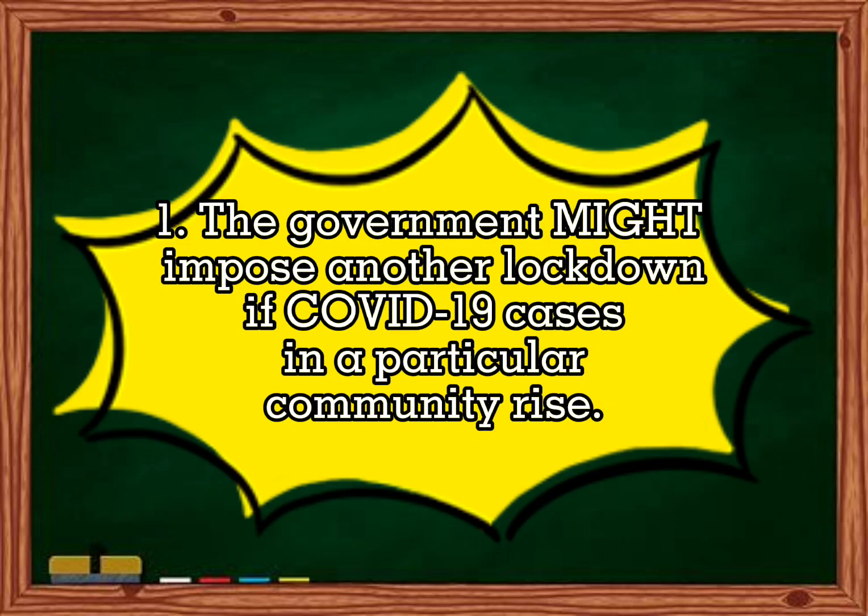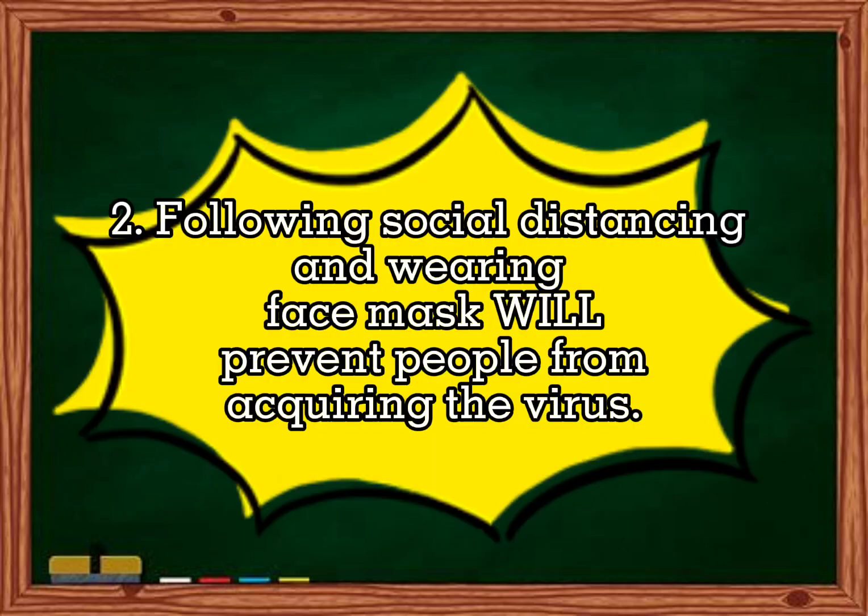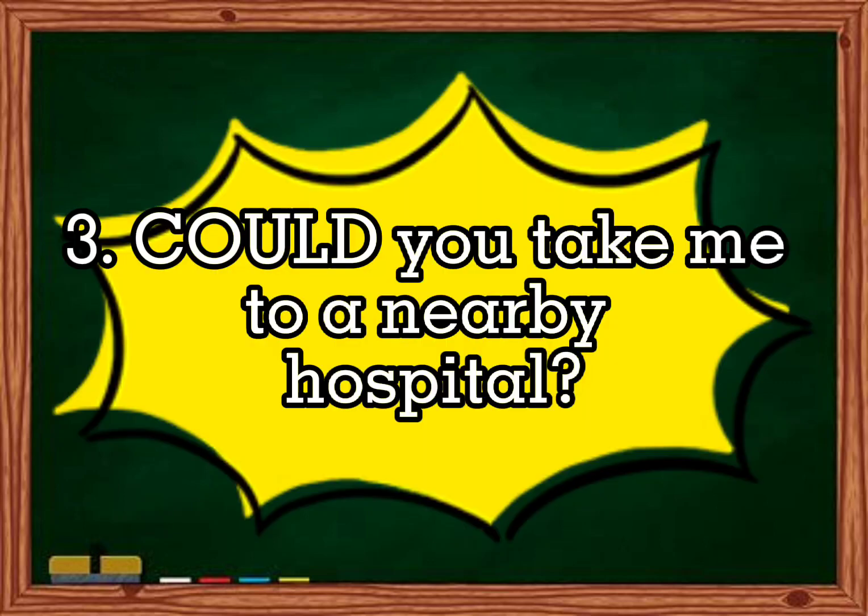Let us check. Number 1. The government might impose another lockdown if COVID-19 cases in a particular community rise. Number 2. Following social distancing and wearing face masks will prevent people from acquiring the virus. Number 3. Could you take me to a nearby hospital?